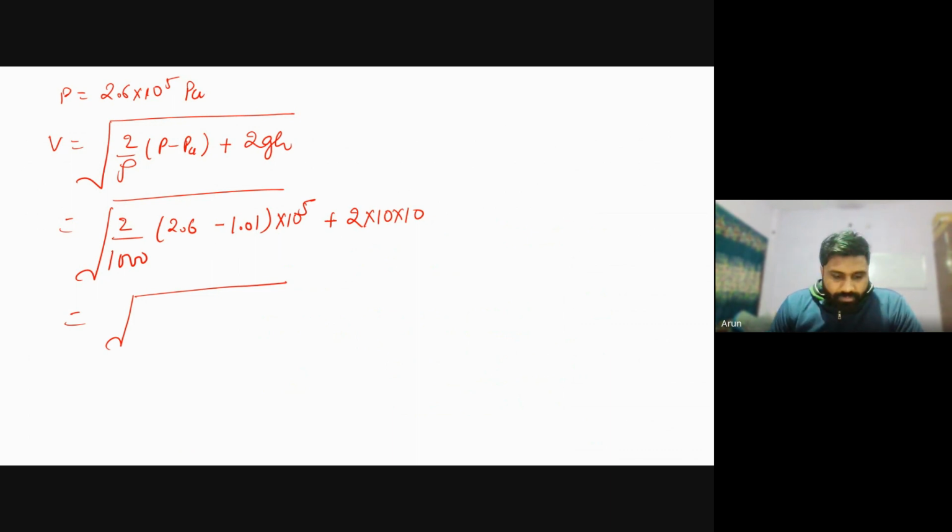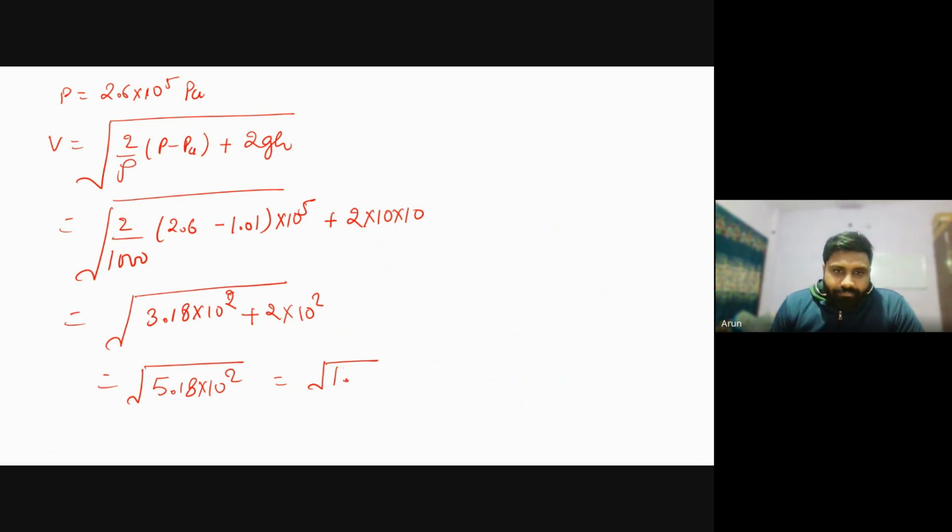Okay. So this will become 3.18 into 10 raised to the power 2, because this 3 power will cancel out 3 power, so 2 power will remain here, and this will become 2 into 10 raised to the power 2. So this will become square root of 5.18 into 10 raised to the power 2. 10 you can calculate outside, you can take it outside.